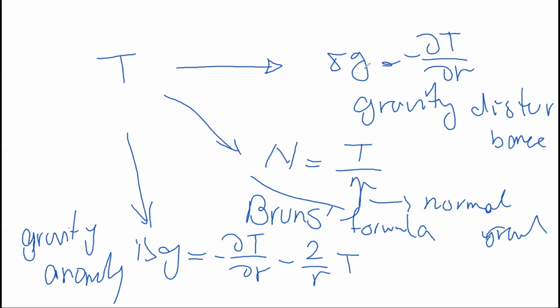So three important quantities can be defined from the disturbing potential. This is gravity disturbance, Bruns' formula, and gravity anomaly. The simplest one is this N, geoid height, and this connection with the potential.